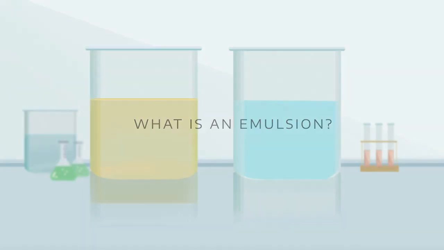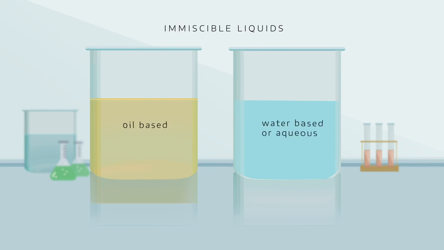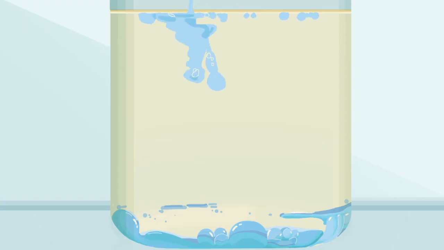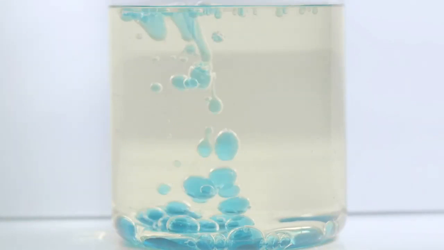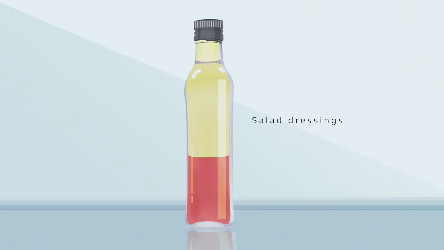An emulsion is a mixture of two or more immiscible liquids, one being oil-based and the other water-based or aqueous. They are described as immiscible liquids because they cannot easily be mixed together without separating. We can explain how to make an emulsion with a common example most people will be familiar with: salad dressings.